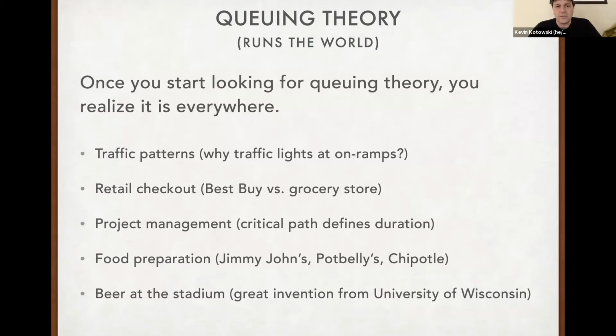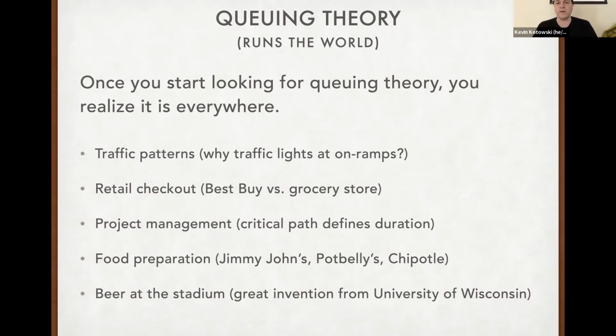We've got traffic patterns. When you're entering the highway, why do we have red and green lights? That's actually based on queuing theory and arrival rates. At retail checkouts, for those of you in America, like the Best Buy checkout, everybody is in one snaky line, and then you split off and go into each checkout, versus most grocery stores, where each checkout has its own separate line.